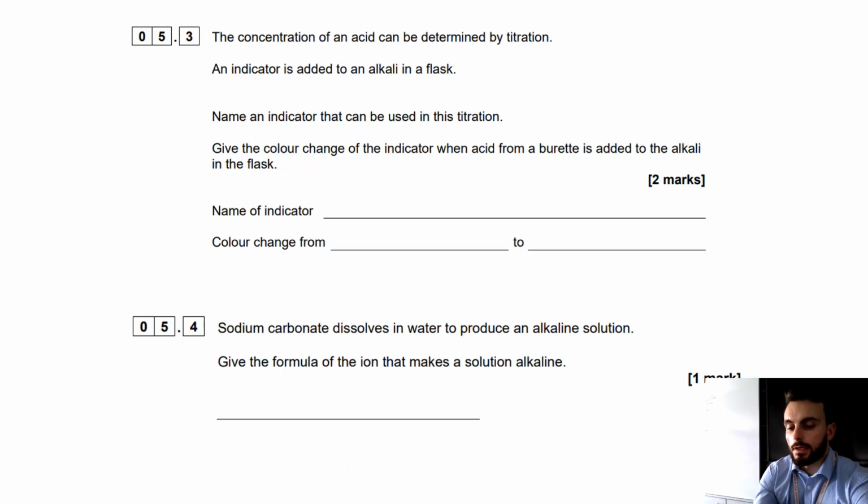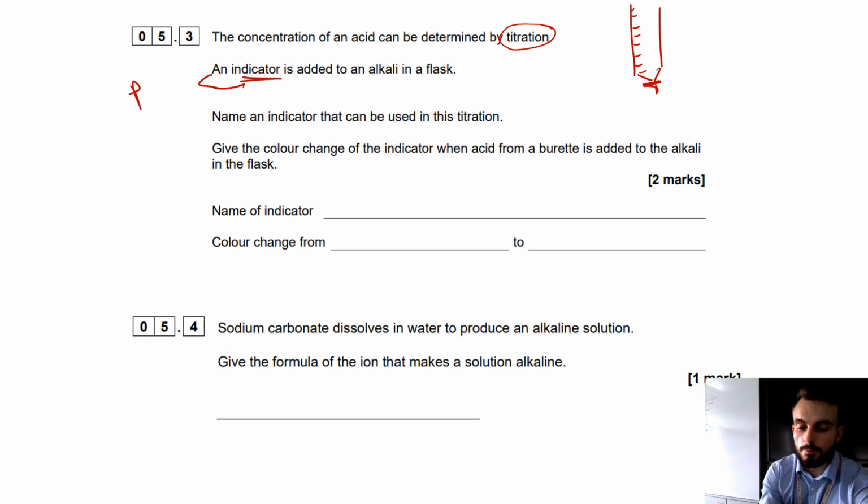The concentration of an acid can be determined by titration. This is that required practical where you've got the burette measuring an accurate variable volume. The indicator is added to an alkaline flask, the indicator telling us the pH, so what number, what colour, if it's an acid, if it's an alkali, etc. Name an indicator that can be used in this titration. When it says an indicator, it's indicating that we could have multiple answers for this.